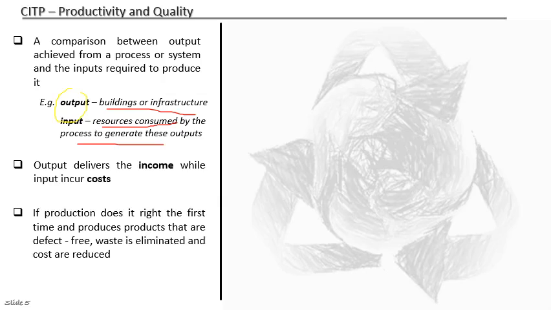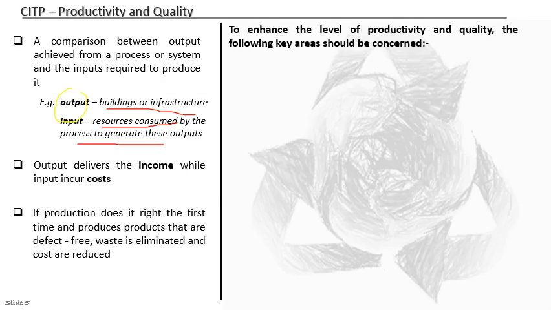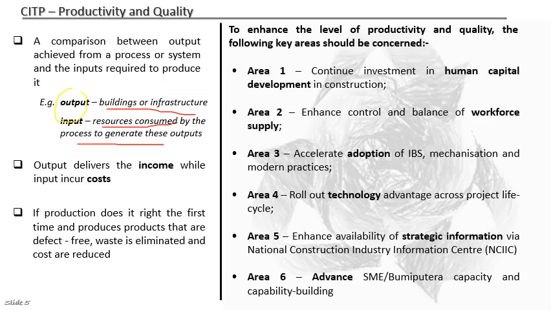Based on CITP, there are 6 areas that the government or the CIDB want to focus on in order to enhance the level of productivity and quality. These areas have been extracted from CITP. For details you can see the notes or even go to the website of CITP. All these areas have their own issues, and in the CITP they have also suggested how to solve the issues. I'm going to go one by one, not in detail. More detail you can see in the notes.